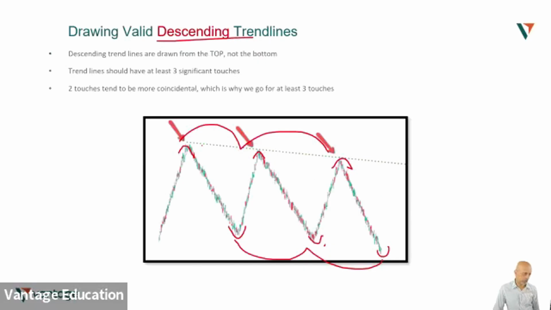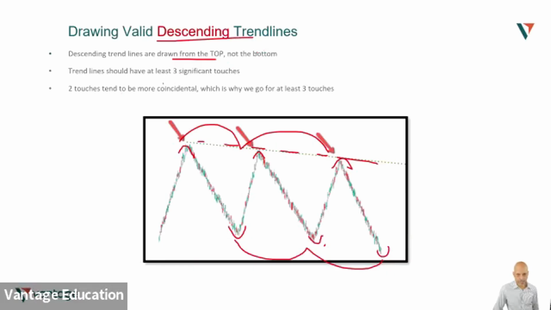And typically we are going to try to identify a potential descending trend line, and descending trend lines will be drawn from the top, right? So descending trend lines are resistance lines and they will be drawn from the top, not the bottom. So basically, simply the opposite of how we would draw an ascending trend line.